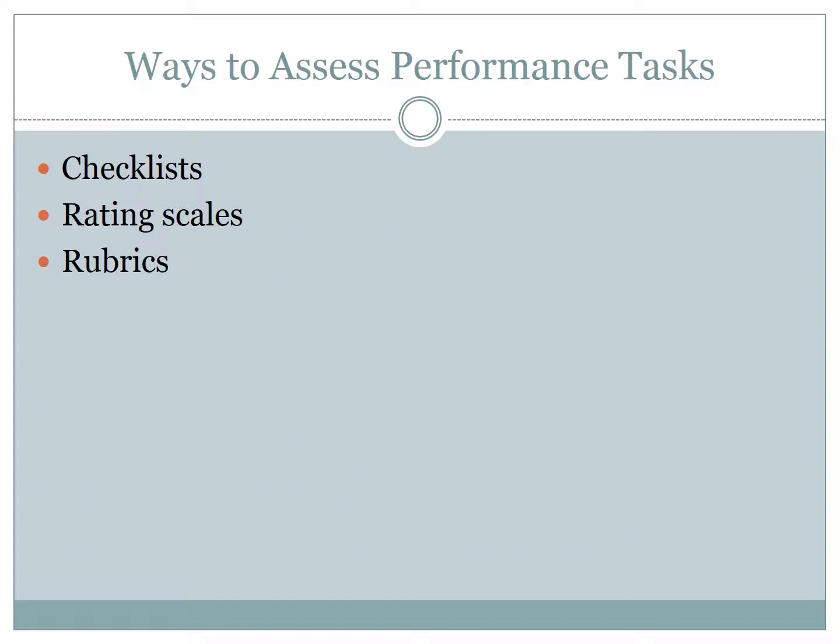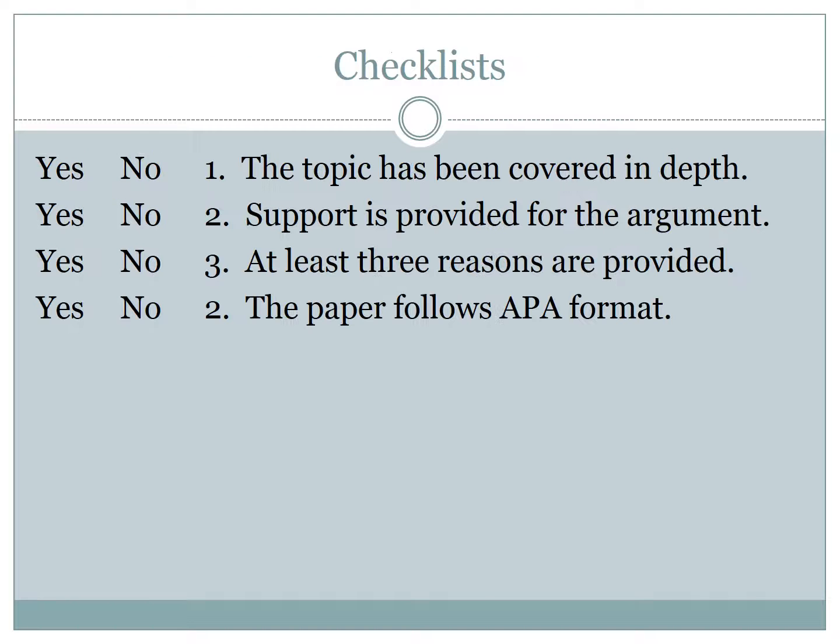There are 3 ways to assess your performance task, and this is also going to be part of your project: checklists, rating scales, and rubrics. So let's see what the differences between these are. A checklist is basically a set of sentences that outline the criteria that you think are important, and then a yes, no, either it's there or not.